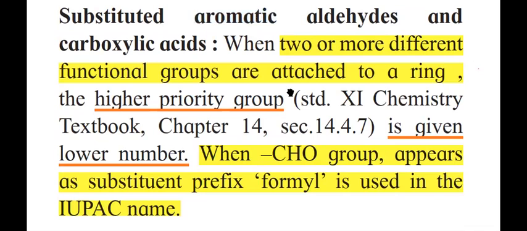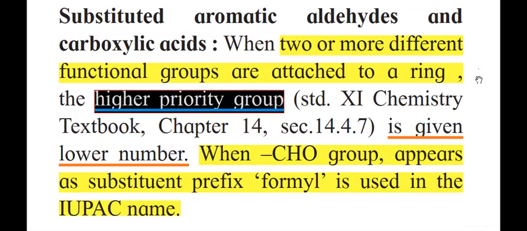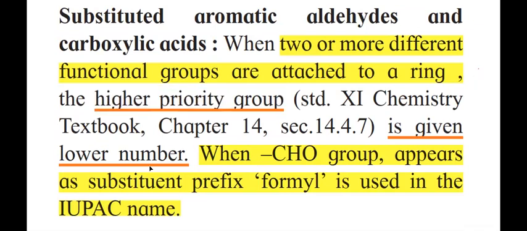When two or more different functional groups are present or attached to a ring, the higher priority group is given the lower number. There are some priority groups which we have seen in 11th standard. We will see them one more time. The group which has the highest priority is given the lower number.